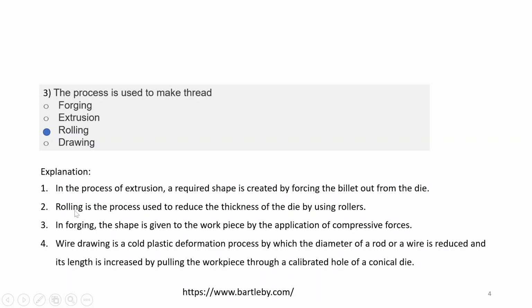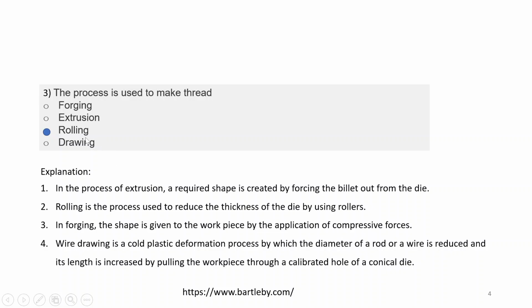In case of rolling, it is a process used to reduce the thickness of the workpiece by using rollers. In rolling, you can choose rolls in such a way that they will form threads on your rod. In case of forging, the shape is given to the workpiece by application of compressive forces. In forging, you will mainly be hammering, so using hammers, you will be providing compressive forces.